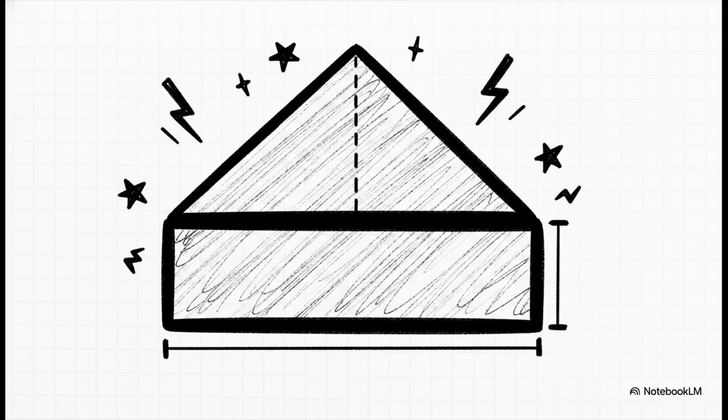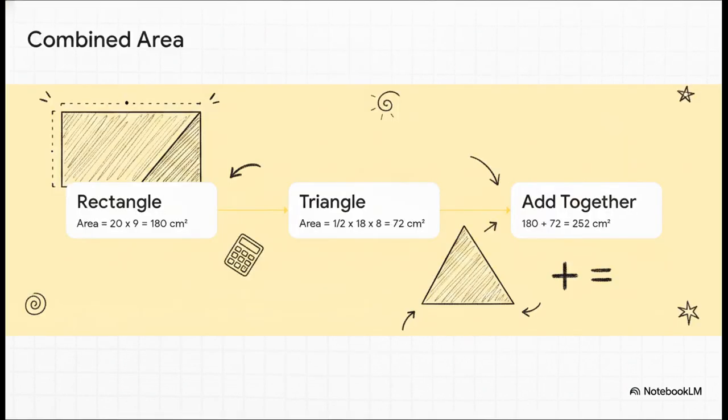Take a deep breath. Combined shapes might look complex, but honestly, they simply require using the individual building blocks we've already mastered. Let's conquer this level by just splitting the shape in two. Step 1. Calculate the area of the rectangle alone. 20 times 9 equals 180 square centimeters.